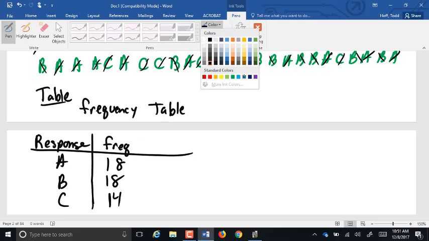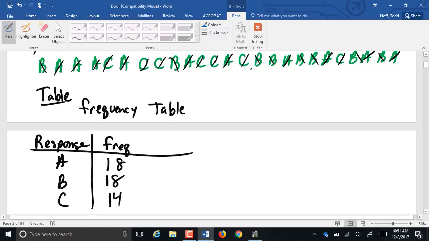So this is a frequency table. Now there's only 3 different possibilities here. If I had 12 options, looking at this frequency table and seeing which one is the most common would even be kind of difficult. So we go from a table to graphical representations.